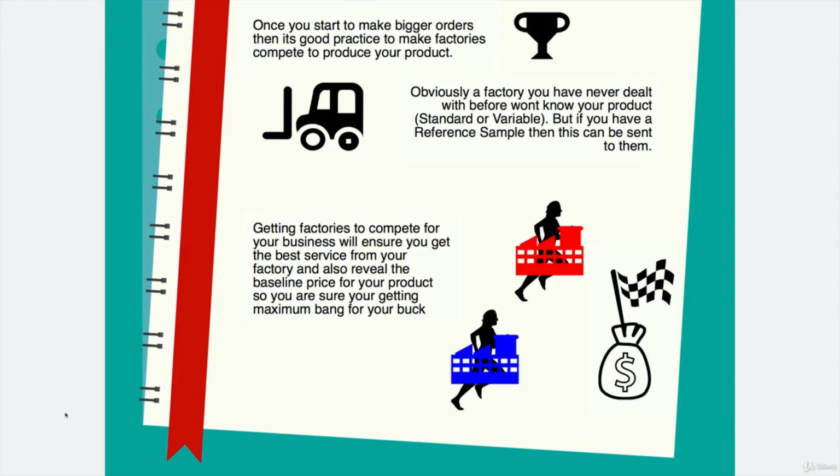So you then go back to your initial factory that's been making yours all the time and say, hey, this factory's offered me this at this price, and they can make this exactly the same product. In fact, they're even doing it a little bit better. What are you going to do to beat that? And you go back and forth and you play them off against each other, and that eventually brings the price down, and you find the baseline price of your product.